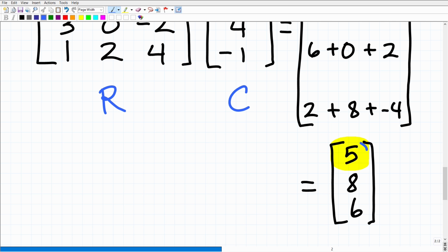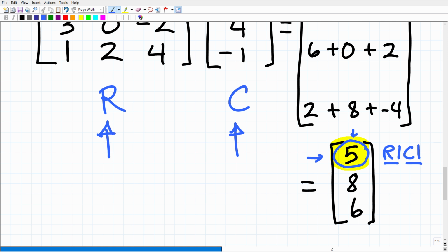And here is our first entry in our answer. Now, this entry is described as row 1, column 1. So this is row 1, column 1. So to get this entry here, we're going to use the row 1 of this matrix, and we're going to use column 1 of this matrix.